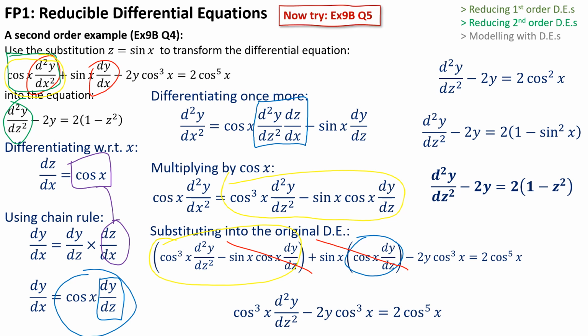You should now be able to have a go at another question. The question we've just done is question 4 from exercise 9b. You can try question 5.